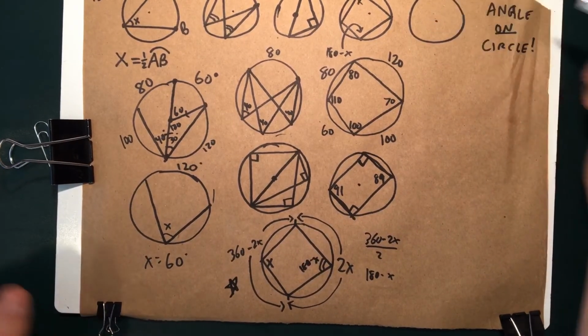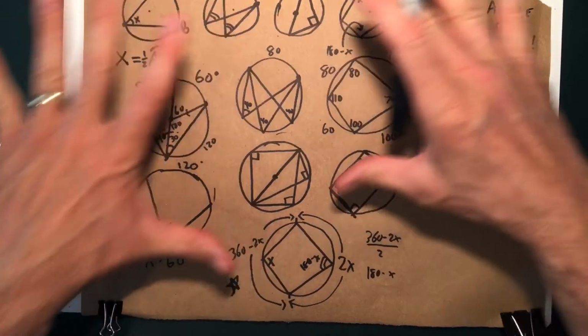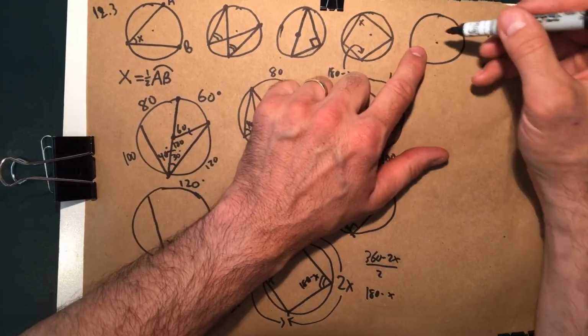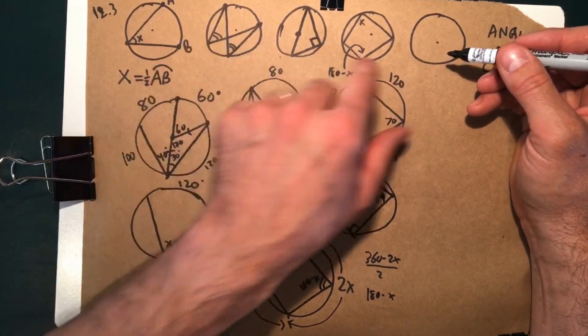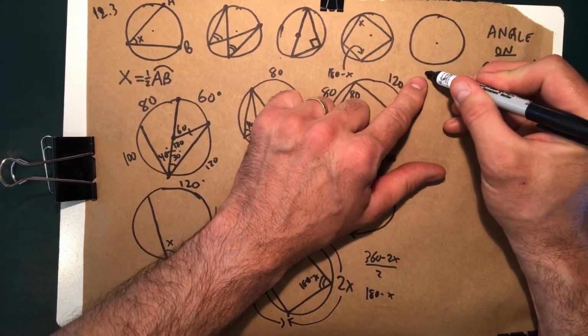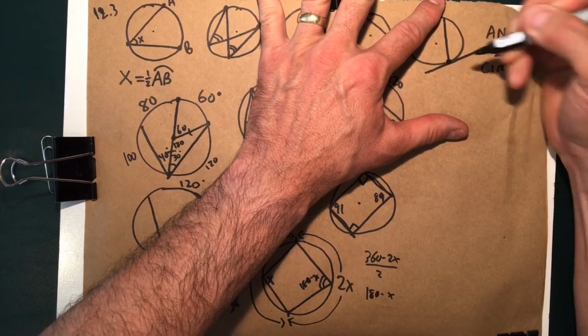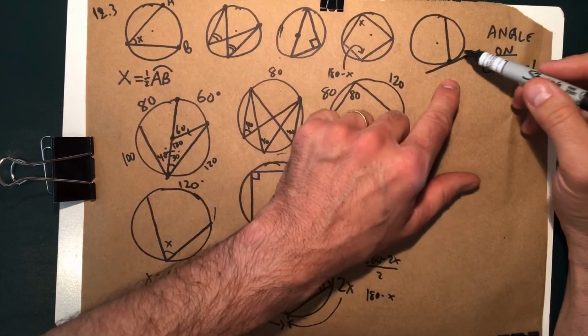All right, last rule. This page is getting so full of beauty and all these rules. Okay, check this out, last one. You say, well, what if my angle's not on like that? What if my angle's on like that? Like it's created from a tangent and a chord.